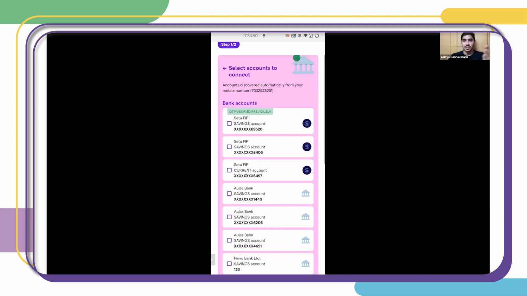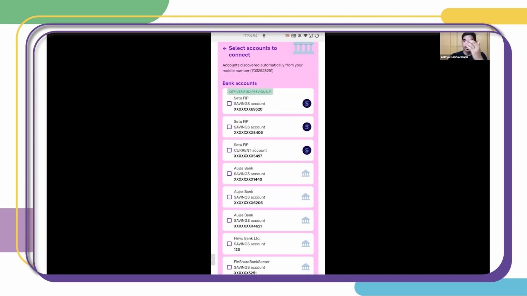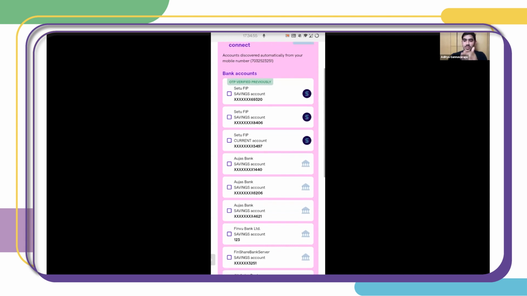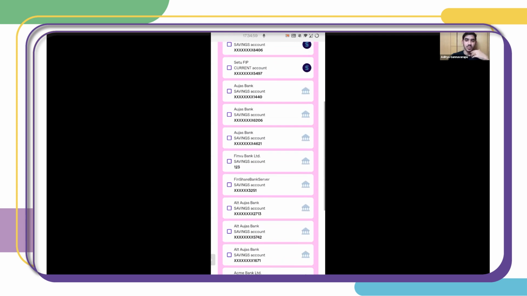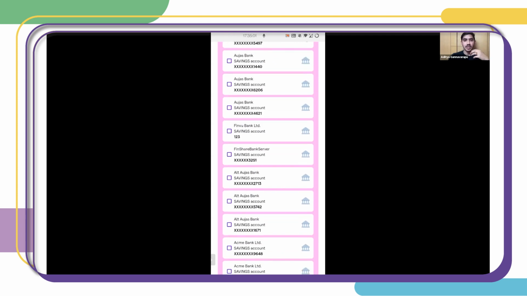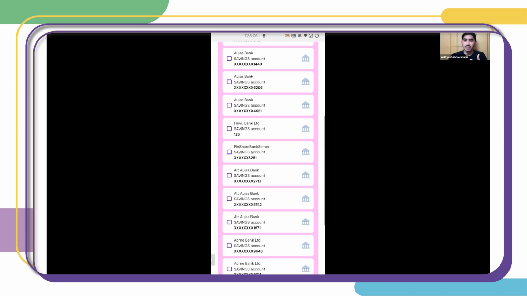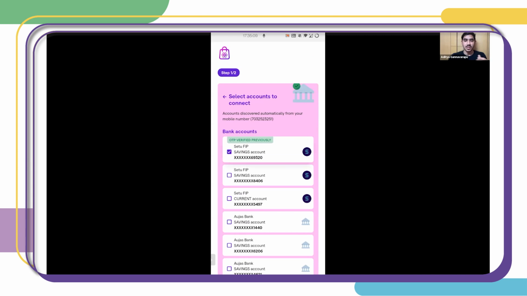Like Setu has 3 FIPs and I have accounts in 3 of them. Ajujas is a bank which I have 3 accounts with. FinView is a bank that I have 1 account with. So these are all mock banks. Basically, we are in a sandbox environment. So these are all the mock banks that I have an account with, and I can select anything I want. So I'll select Setu FIP, which is basically the bank that I want to give access to.